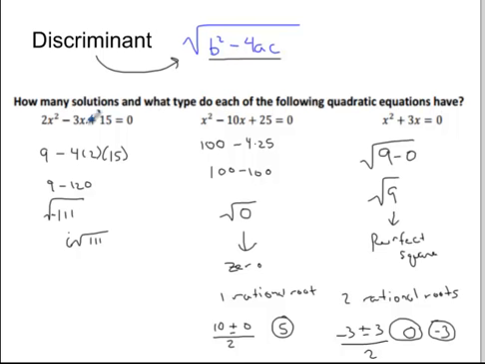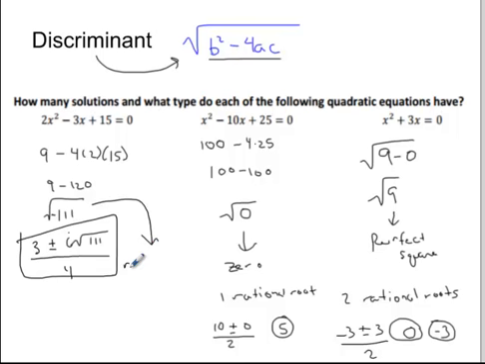And the rest of it, negative b would be a positive 3 plus or minus i radical 111 all over 2a, so that's all over 4. All right, so the number inside, when it was negative, gave me 2 imaginary roots.